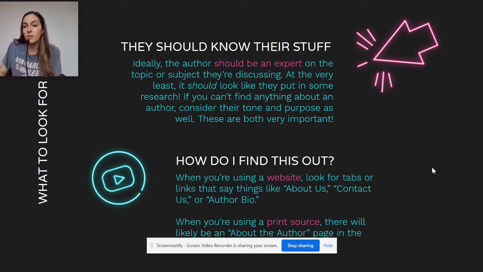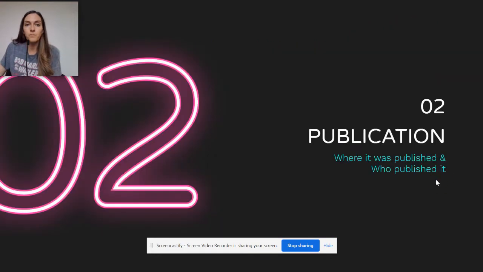If you're using a print source, there will be a page usually at the end of the book that's about the author, and that will give you some information on the author. Realize that it takes a lot to get a book published. And so if an author is publishing, especially a nonfiction book, and it is informational, they probably have a big publisher who is backing them, and they are probably someone who's fairly credible to be publishing a book. So consider that as well when you're looking through that information.